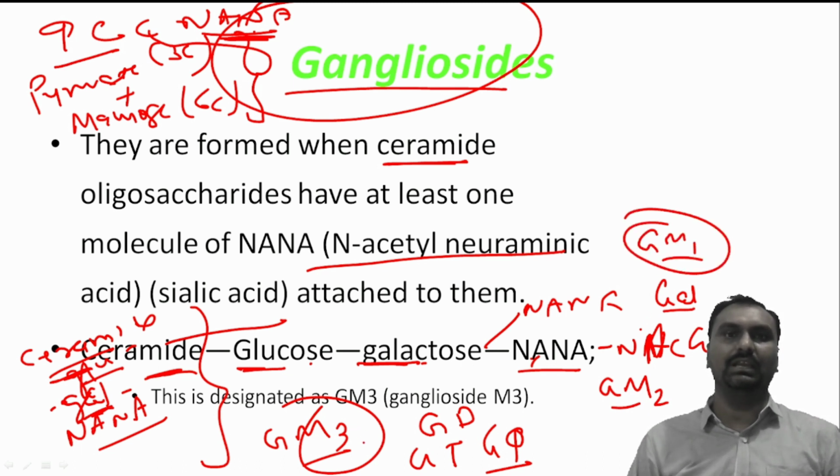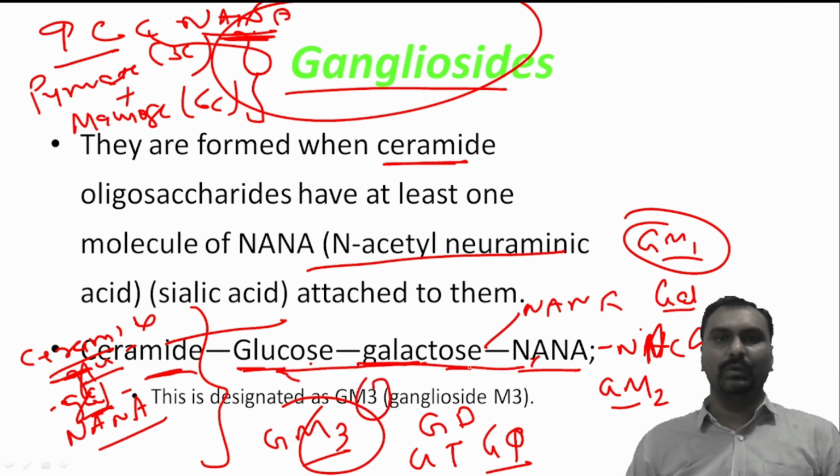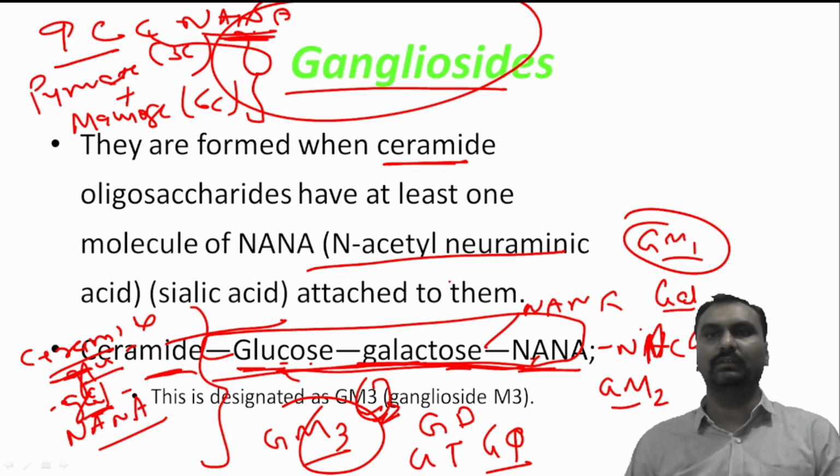This 1, 2, 3 is based on the electrophoretic mobility. GM3 has the lowest molecular weight, so it has the highest electrophoretic mobility, so it is called GM3. This structure is called GM3. But if N-acetyl galactosamine is attached, it is called GM2. If galactose is attached, it is called GM1.